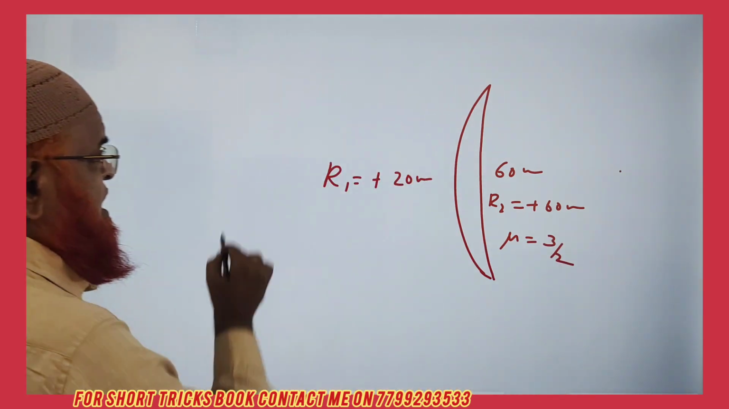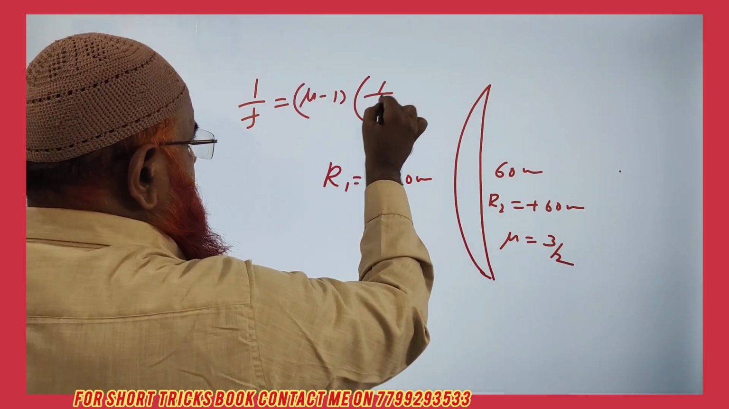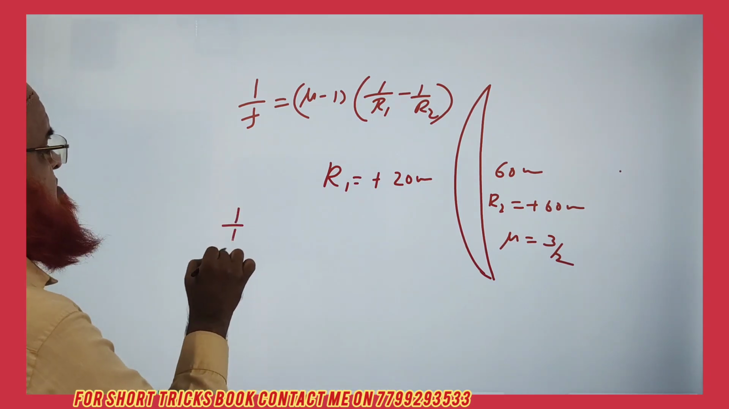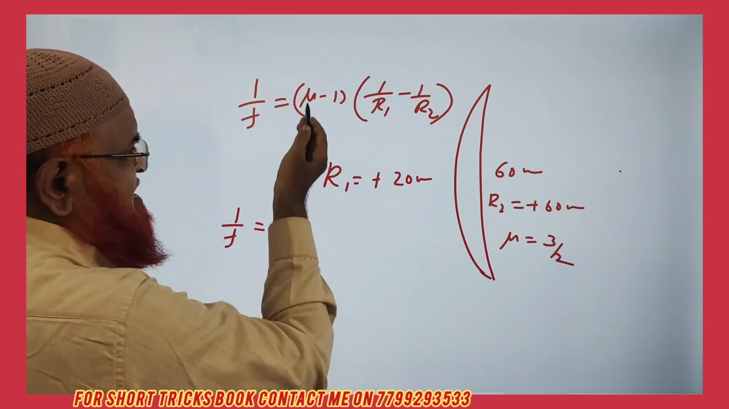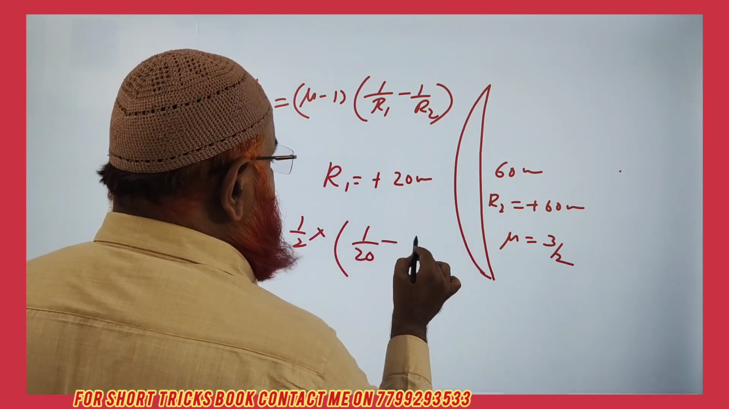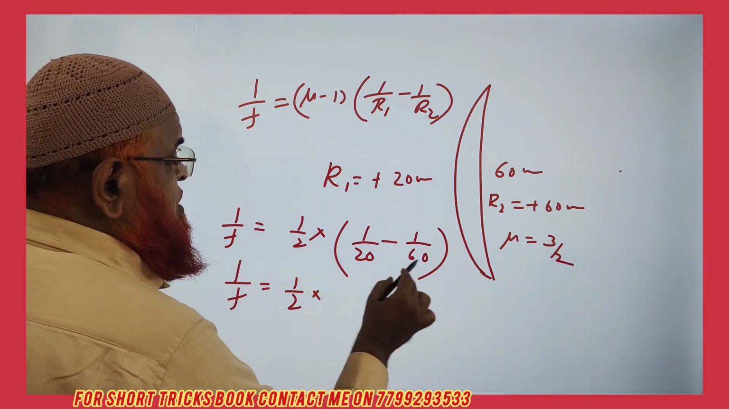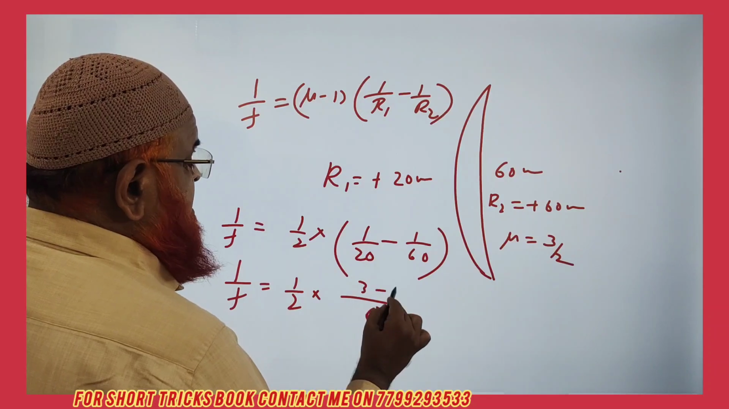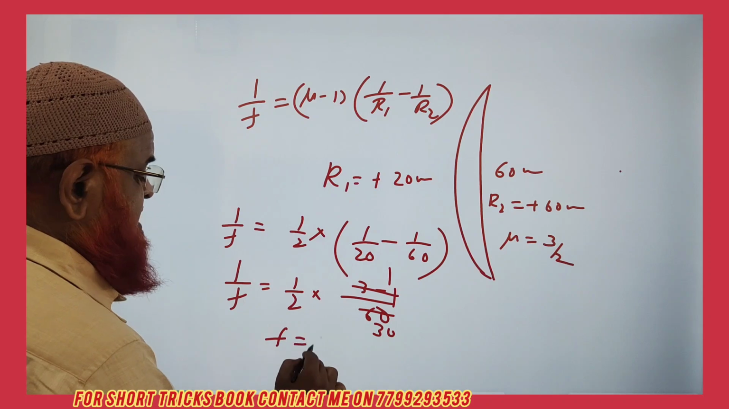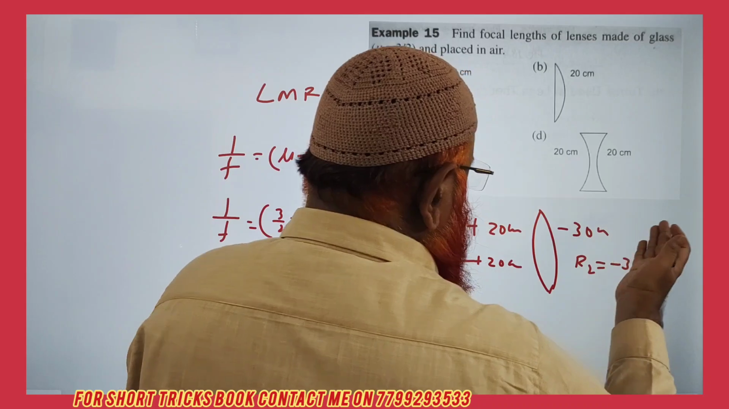The refractive index is 3 by 2. Therefore 1 by f is equal to (mu minus 1) into (1 by R1 minus 1 by R2). This is the lens maker's formula, the general formula. So mu minus 1 is 3 by 2 minus 1, which is 1 by 2. 1 by R1 is 1 by 20, and a plus and a minus again gives plus. So 1 by f is equal to 1 by 2 into the LCM 60, 3 minus 1 is 2, so the focal length is 60 centimeters. Understood? Now, this is an equiconvex lens.